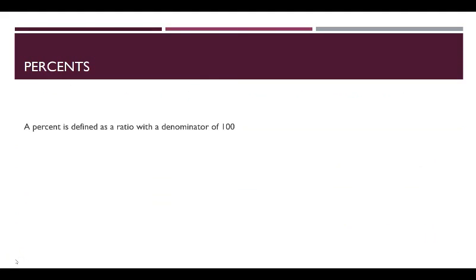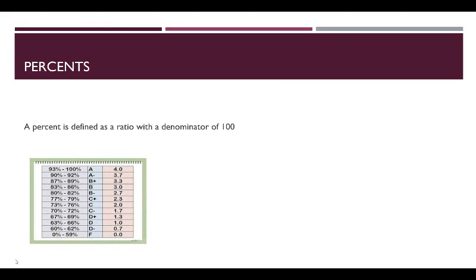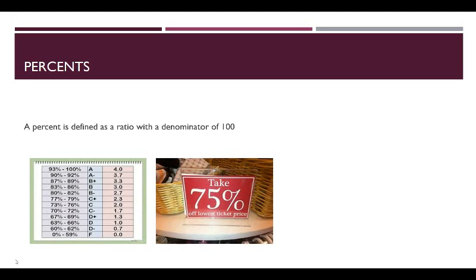A percent is defined as a ratio with a denominator of 100. This indicates a percent is part of 100. Teachers usually grade in percents. For example, any grade between 90% to 100% is an A. Another example is in sales, when stores offer discounts. Discounts can be small, such as 10% off, or large, such as 75% off.